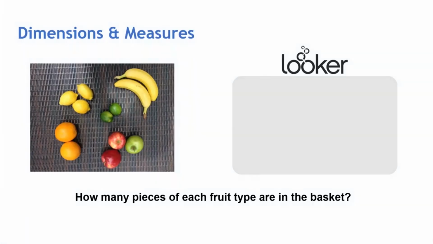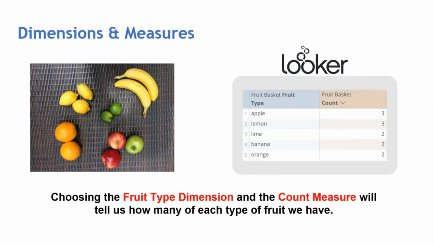So combining dimensions and measures, how many pieces of each fruit type are in the basket? So this is like the number of apples or number of lemons or number of fruits available for each of the different fruit types. So we'll pull out fruit types and count. So this will again become unique records here because we want to find out how many pieces of apples are there in the table. That will give you apple as 3, lemon as 3, lime as 2, banana as 2, and orange as 2. So this is how we do dimensions and measures combined together as a result.